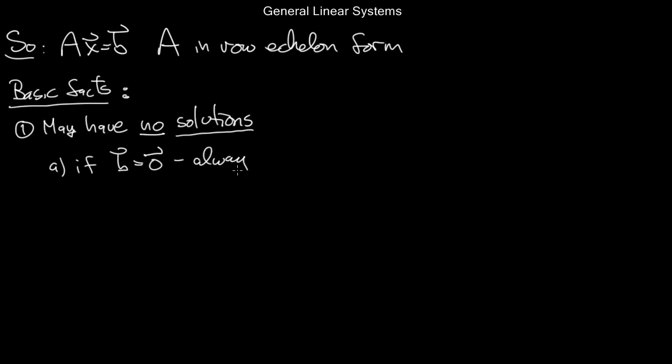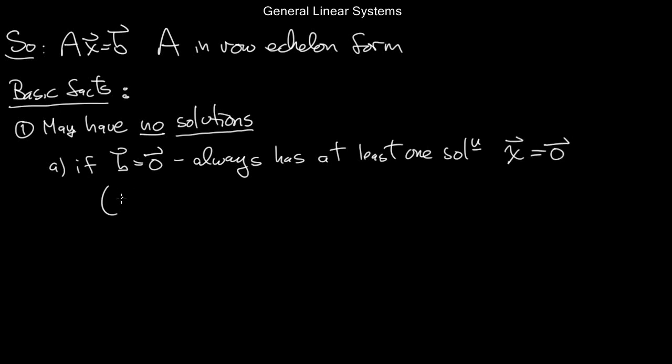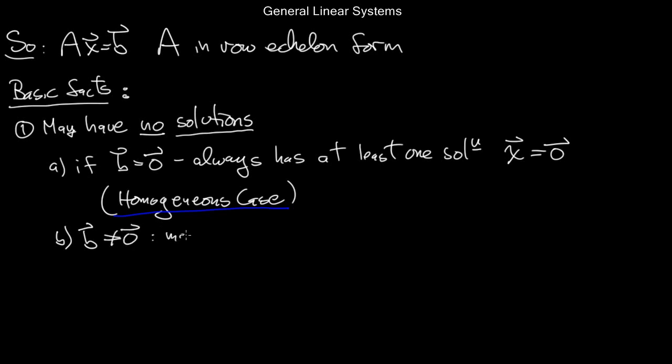If B is 0, the 0 vector, then of course this has a solution, which is to say x is equal to 0. At least one solution, x is equal to 0. And that's an important special case. So that's called the homogeneous equation, or this is the homogeneous case. And the point being, in a homogeneous equation, you're guaranteed to have at least one solution. On the other hand, if B is not the 0 vector, then you may or may not have a non-zero solution, and there's not, in general, any way to tell except to look and see.